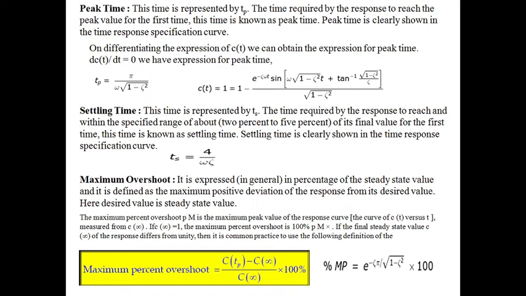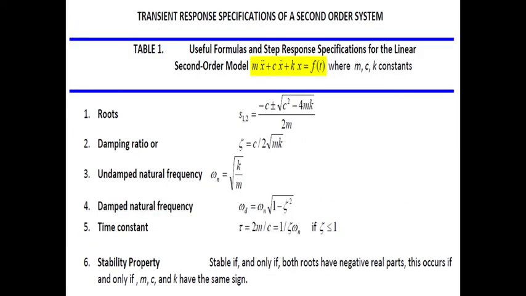Okay, so we need to use some formulas while solving the numericals of this time analysis. First, whenever the system is second order, m d2x by dt square plus c dx by dt plus k x is equal to f of t, where m, c, k are constants mentioned in the numerical. At that time we need to find the roots, damping ratio, undamped natural frequency, damped natural frequency, time constant, and stability. These are the formulas. I will show you how to use them when we take the numerical.